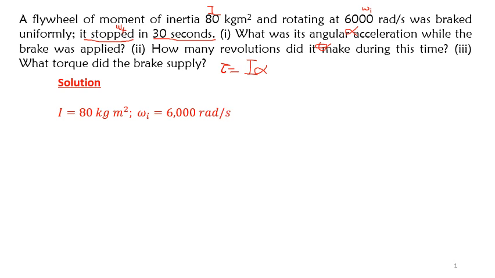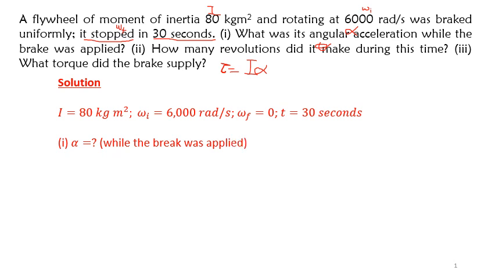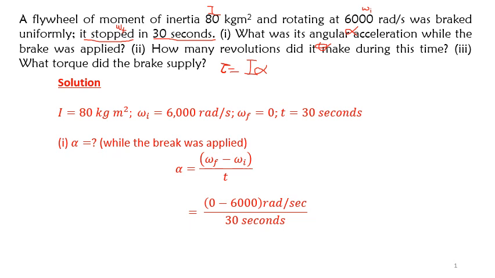I is 80 kg meter squared. Omega initial is 6,000 radians per second. Omega final is 0 and t is 30 seconds. So angular acceleration, while the brake was applied, uses that formula, the rate of change of the angular velocity. Okay, and substitute the values. 0 minus 6,000 radians per second over 30 seconds. And the answer is minus 200 radians per second squared.